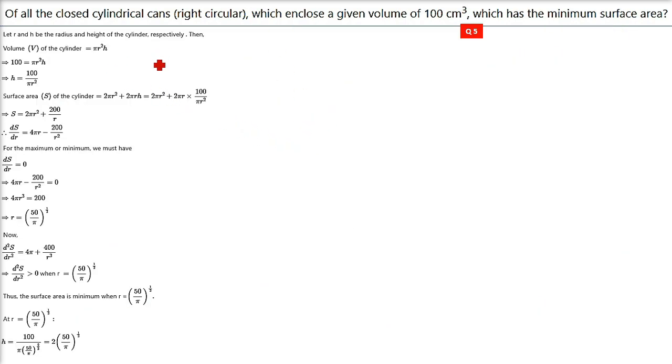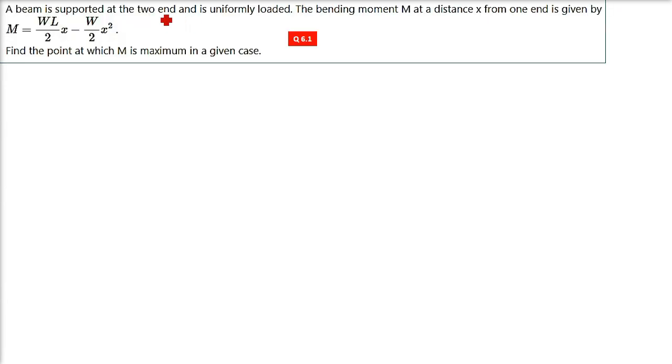So this is the reference for you, and all the language we need to follow from here. A beam is supported at the two ends and is uniformly loaded. The bending moment M at a distance of x from one end is given by this expression. Find the point at which M is maximum in the given case. Now the next question is exactly like this, so you have to follow this diagram very carefully. This is a beam, and the beam is supported, and the load is uniformly distributed. You don't have to go into the basics of the physics which is being provided here. We have to stick with our maxima and minima, which is what we are actually working on.